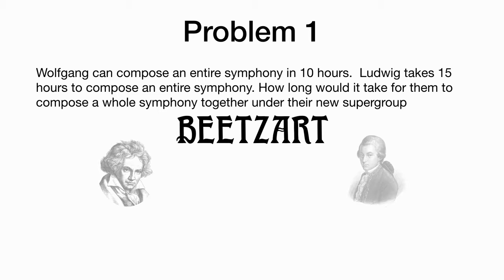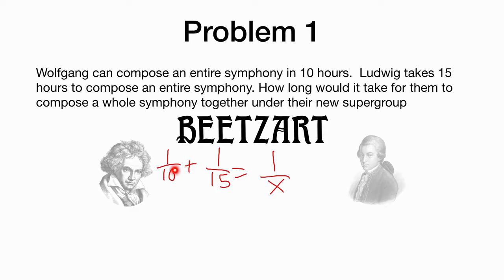So, in this case, remember what we have to do is 1 over our first person. Our first thing that we have is that Wolfgang is composing an entire symphony in 10 hours. So I'm going to say 1 over 10 for how long it takes Wolfgang. Then we have Ludwig, who takes 15 hours. So I'm going to say plus 1 over 15. That's going to equal 1 over whatever the time is.